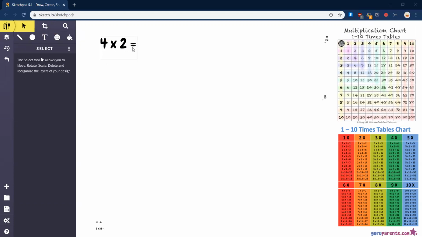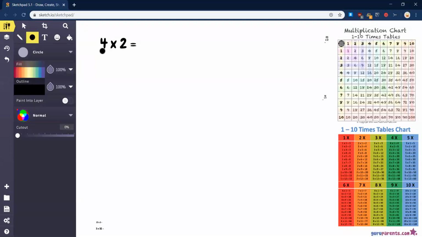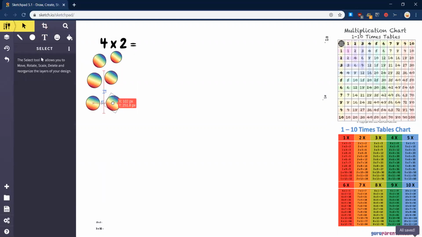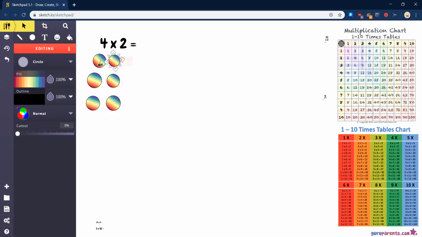4 times 2 equals, now remember we looked at that as 4 lots of 2 or 4 groups of 2 or 4 rows of 2. So I'm going to do 4 rows of 2 and create that 4 times 2 as an array, and that's going to look like something like this. There's 1 row of 2, 2 rows of 2, and 3 rows of 2. Now let me just tidy them up a little bit. Okay, so we have our 4 rows of 2.